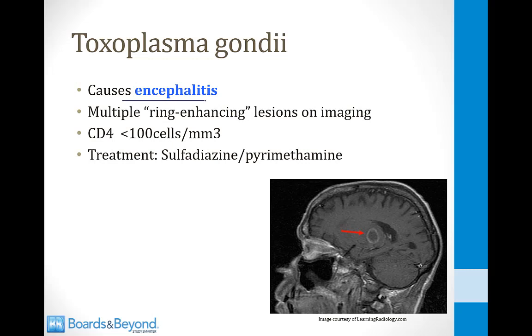On imaging, the classic finding is the presence of ring-enhancing lesions. This is an example of one shown on the screen here. You can see there's this white ring around the lesion in the brain that's called a ring-enhancing lesion. And for this to happen in a patient with HIV, the CD4 count usually has to be below 100, and the treatment is with the combination antibiotic sulfadiazine pyrimethamine.